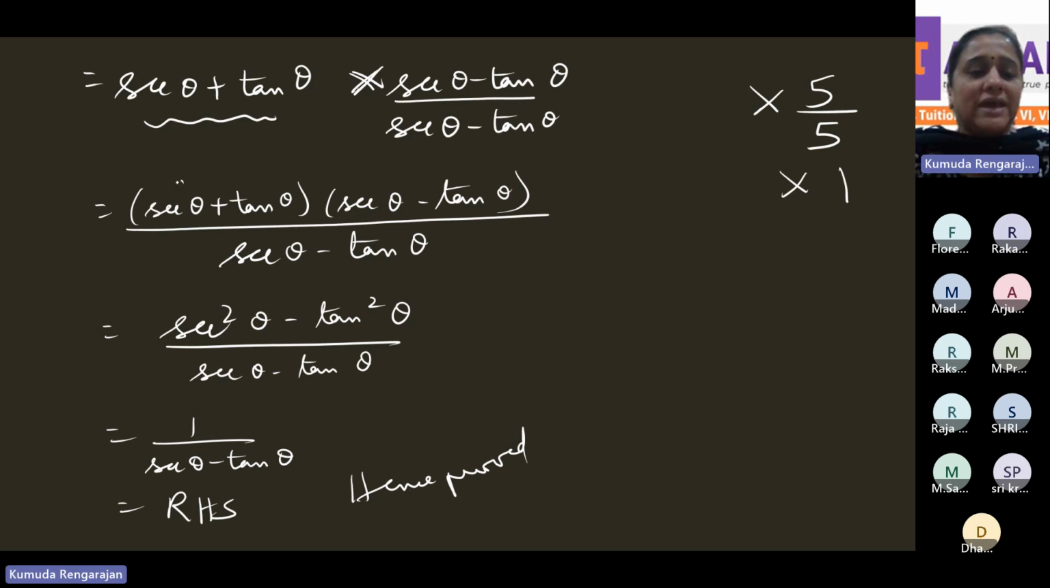So the numerator is like a plus b into a minus b, which is a square minus b square. So secant theta the whole square is secant square theta minus tan theta the whole square, which is tan square theta, divided by secant theta minus tan theta. And this by identity is 1. Secant square theta minus tan square theta is 1 by the identity. So 1 by secant theta minus tan theta, which is the RHS, hence proved.